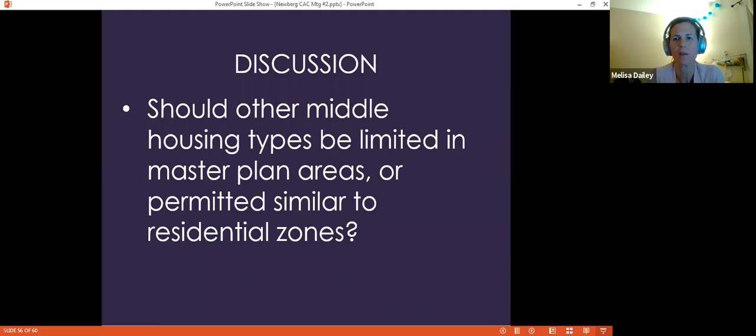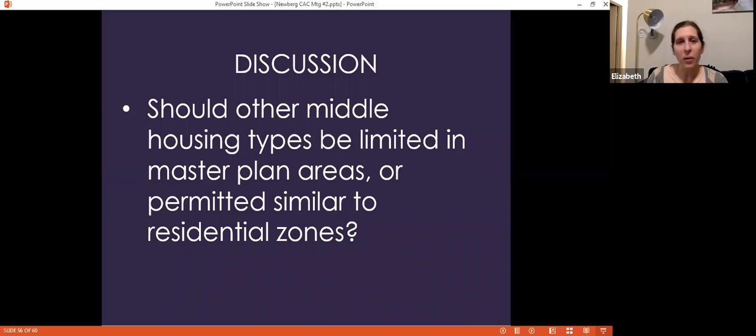And once we hit the 25,000 population mark, would all these other types then be rolled into the duplex allowability as well? Great point. No, they would not.